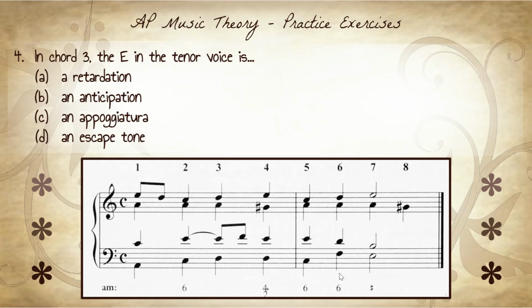Question 4. In chord 3, the E in the tenor voice is A. A retardation, B. An anticipation, C. An appoggiatura, or D. An escape note or tone.